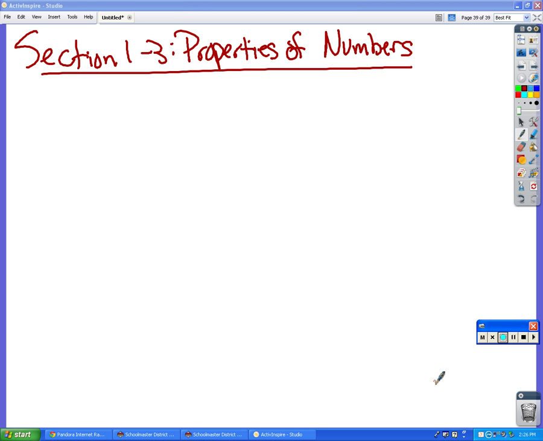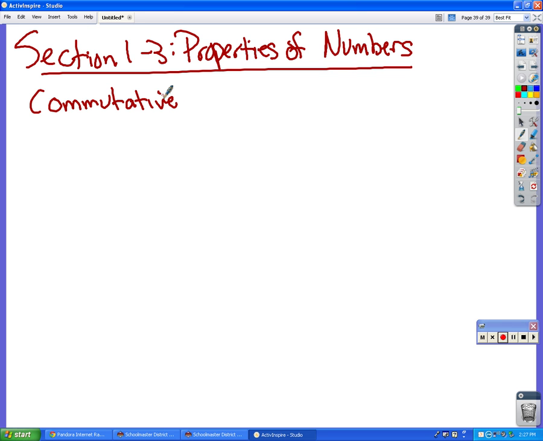Properties of numbers. There are five properties of numbers that we're going to talk about today. The first property is called the commutative property.